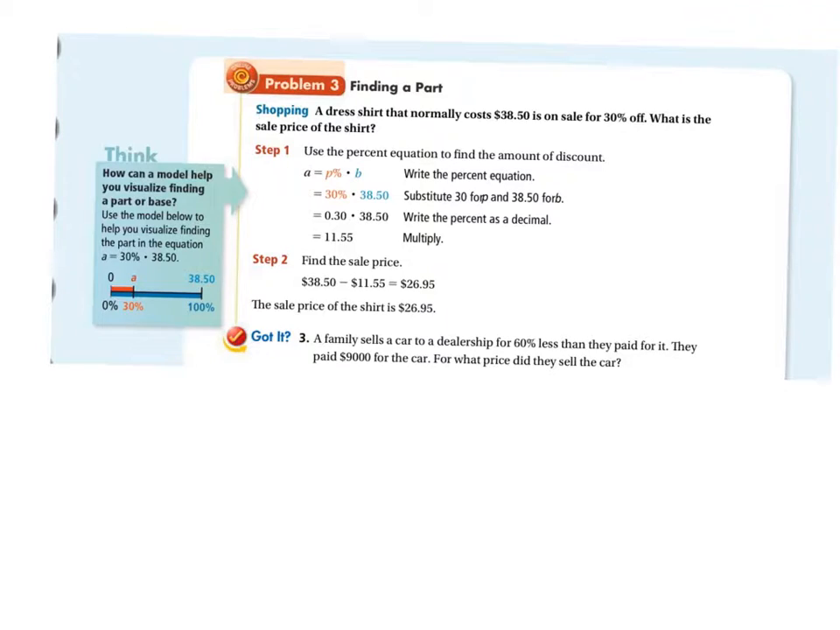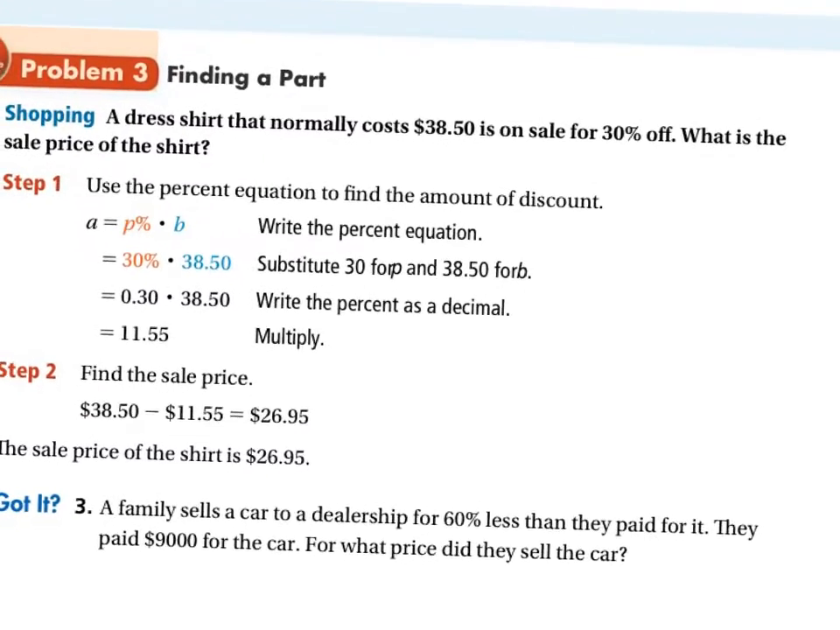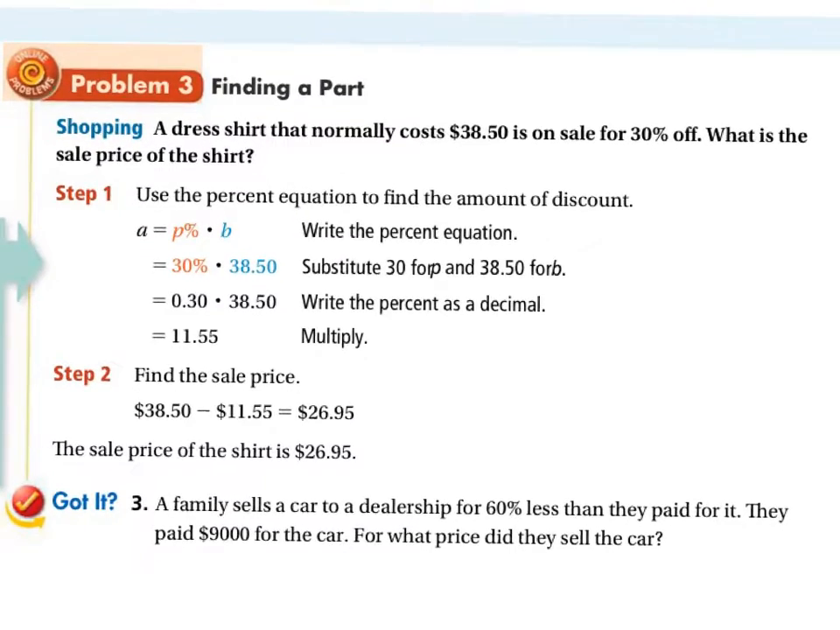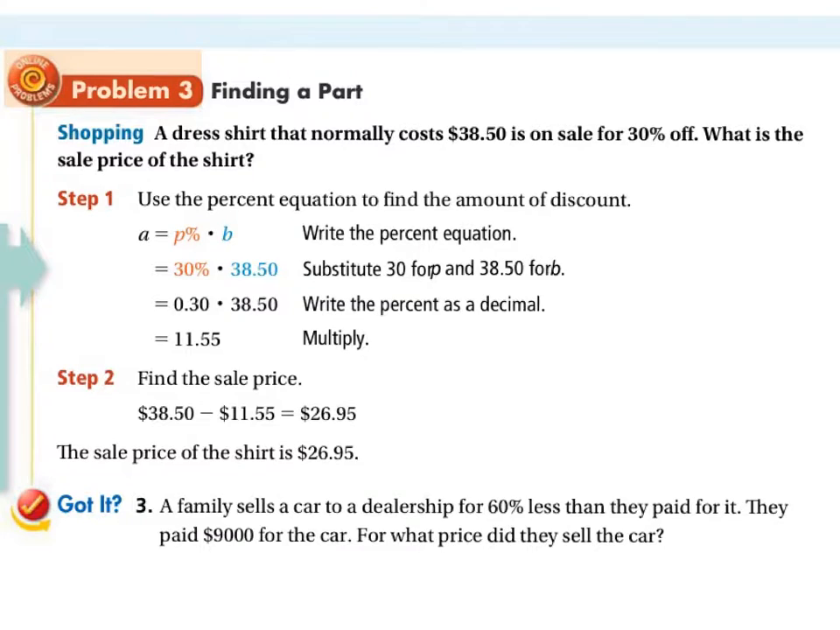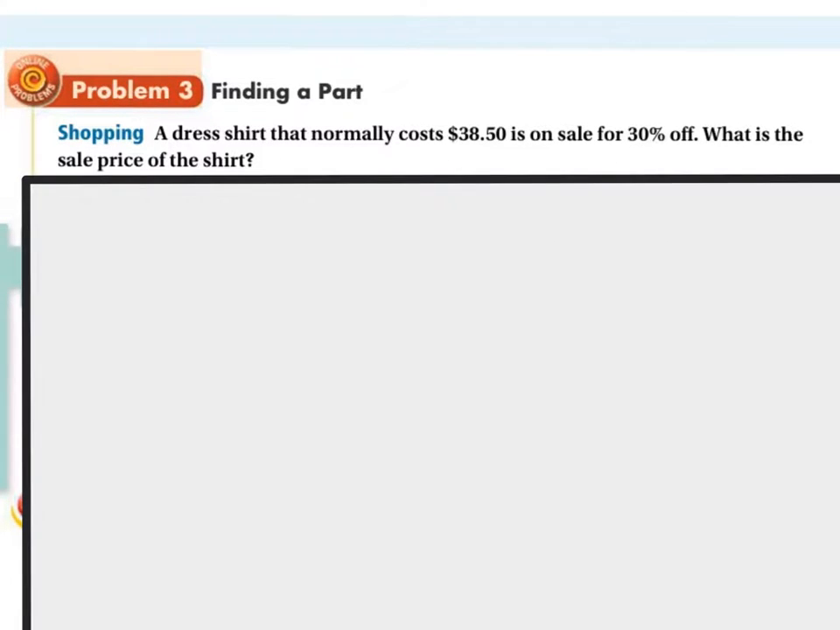So problem 3, instead of finding a percent, we're finding a part. A dress shirt normally costs $38.50, is on sale for 30% off. What is the sale price of the shirt? What I would probably do is just say it's 30% off. So I would just say, what's 30% of $38.50 would be one option.